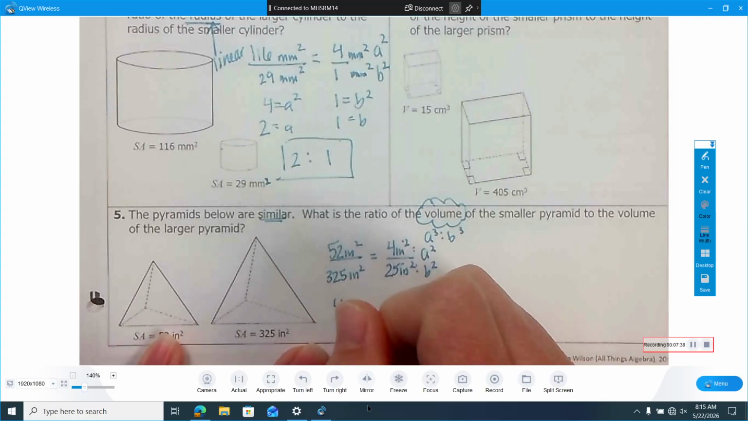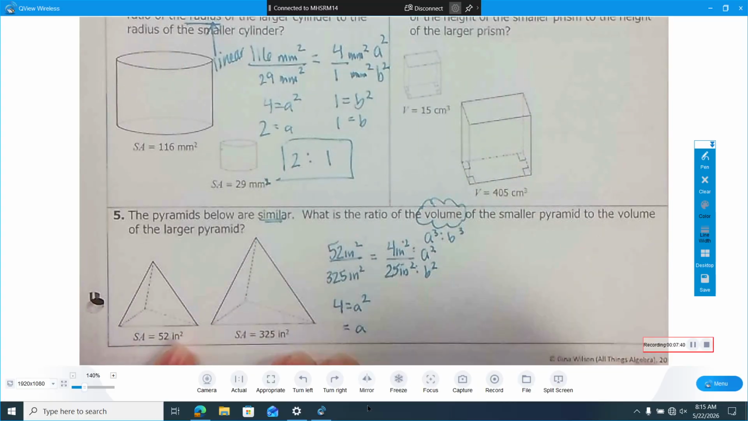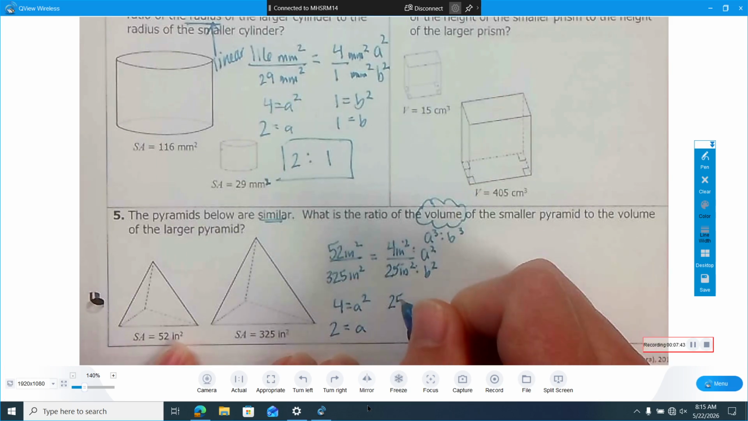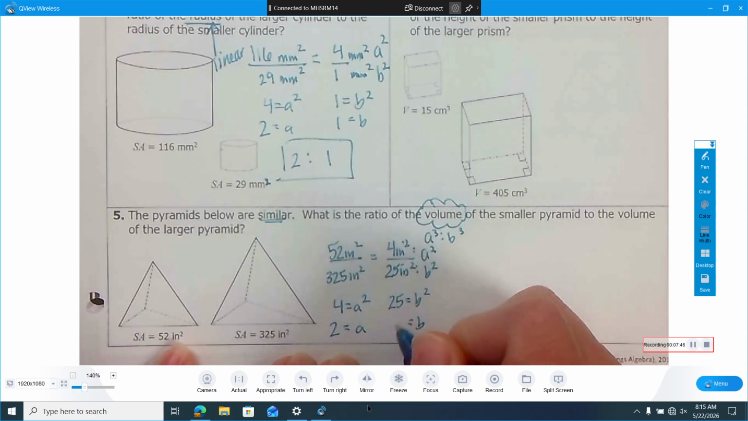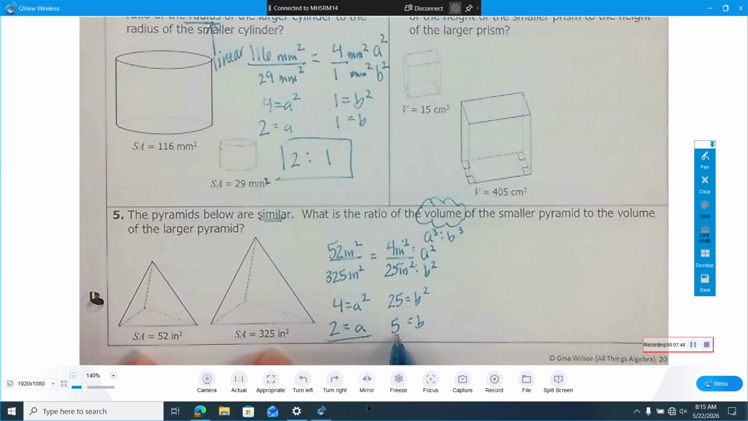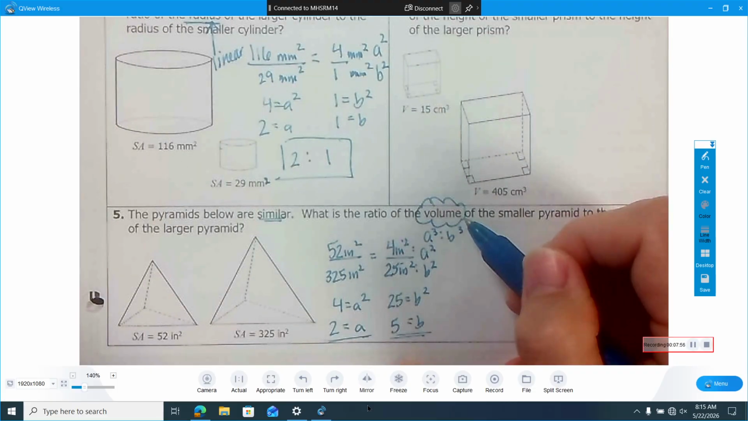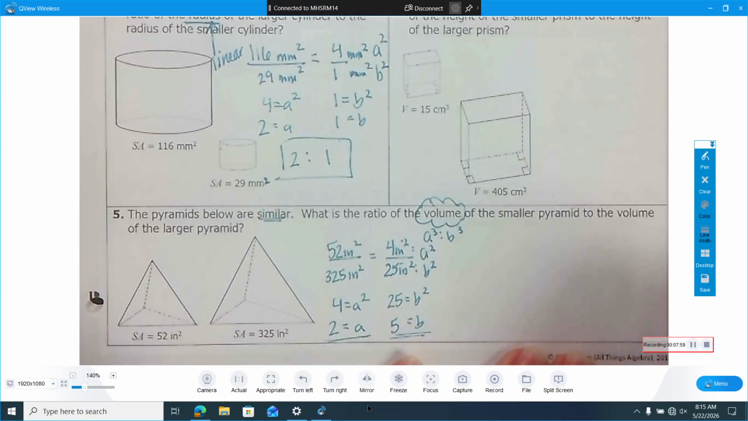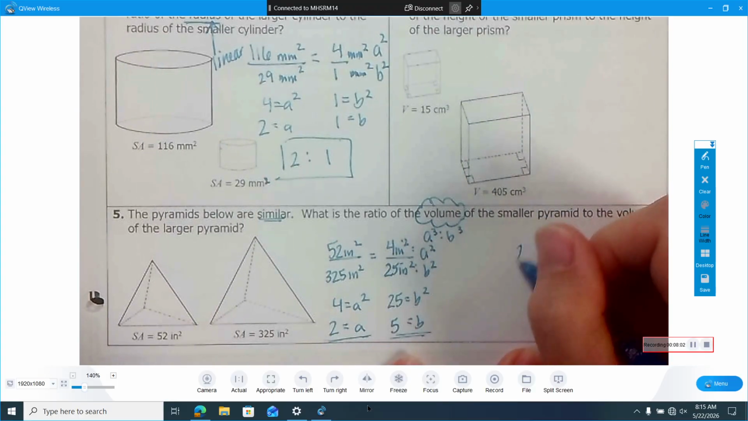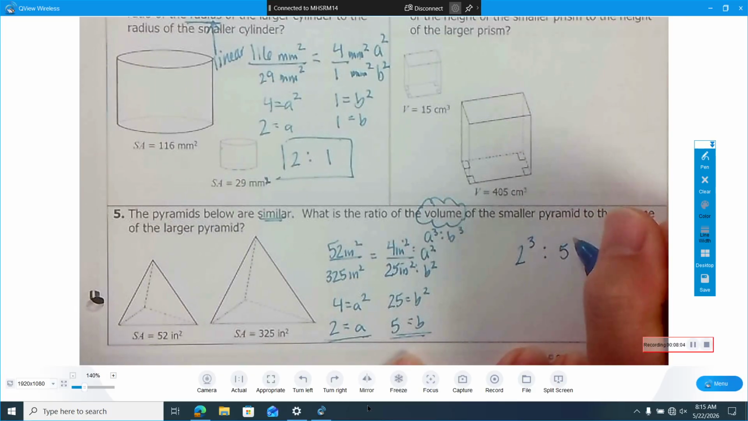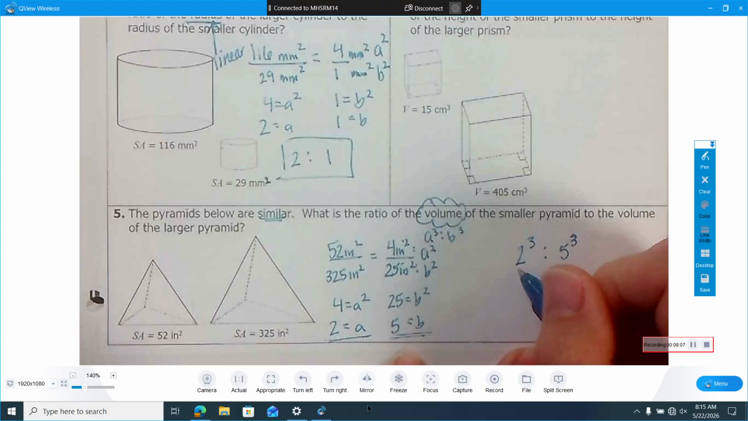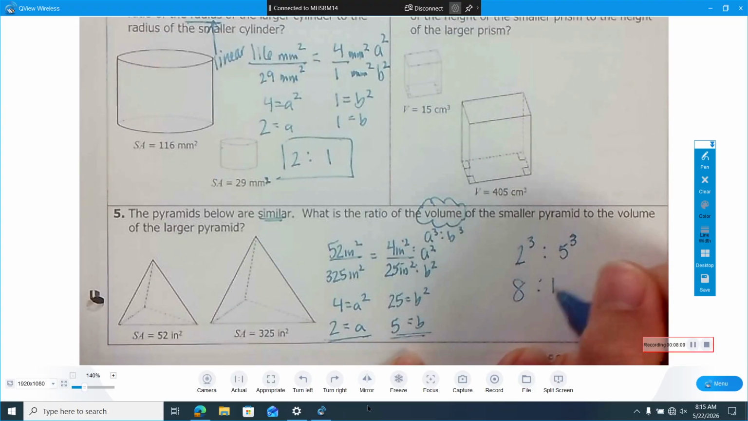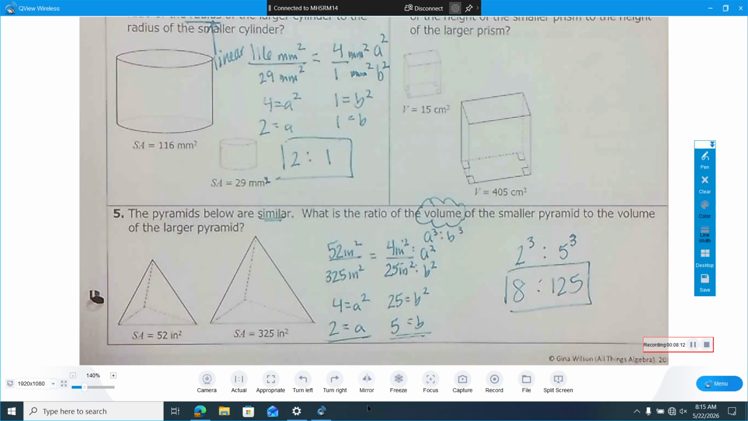So if 4 is a number squared, what's the number? 2. And if 25 is the number squared, what's the number? 5. So we always have to go back to A and B first. We have to figure out our A and our B. Now, all they want is the ratio of volumes. So that's A cubed, so we're going to have 2 cubed to B cubed, which is 5 cubed. Or what is 2 cubed? 8 to 125. So that's the ratio of their volumes.